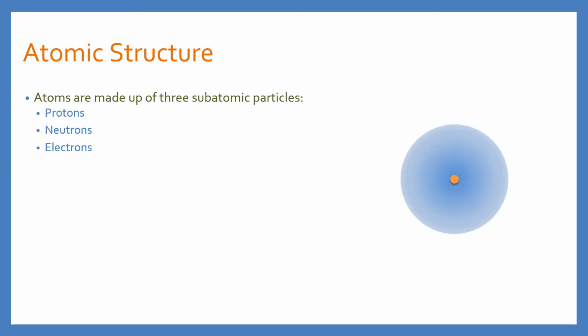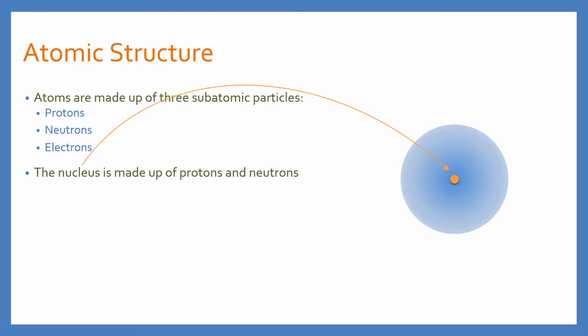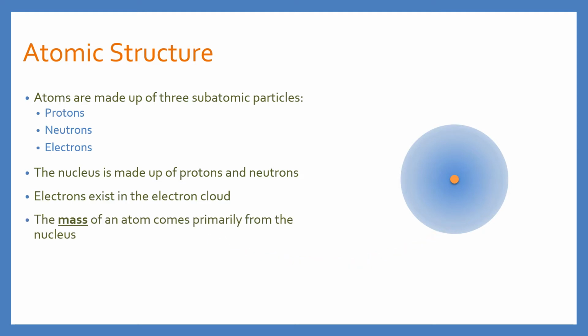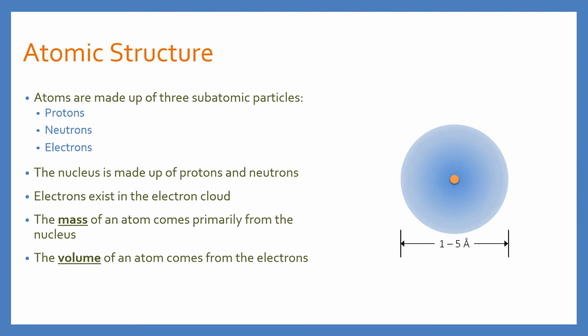So let's look at a diagram of an atom. The nucleus is made up of protons and neutrons. Electrons exist in the electron cloud. The mass of an atom comes primarily from the nucleus, so protons and neutrons are actually quite heavy. Electrons are a very, very tiny fraction of the weight of an atom. And the volume of an atom comes from the electrons.